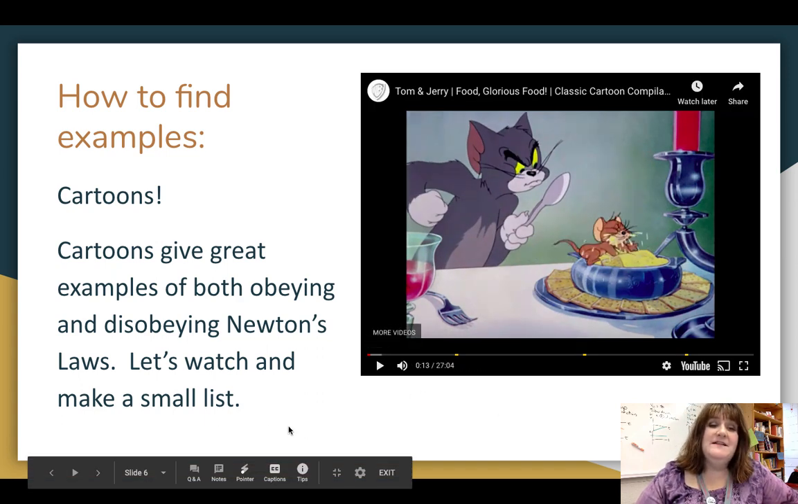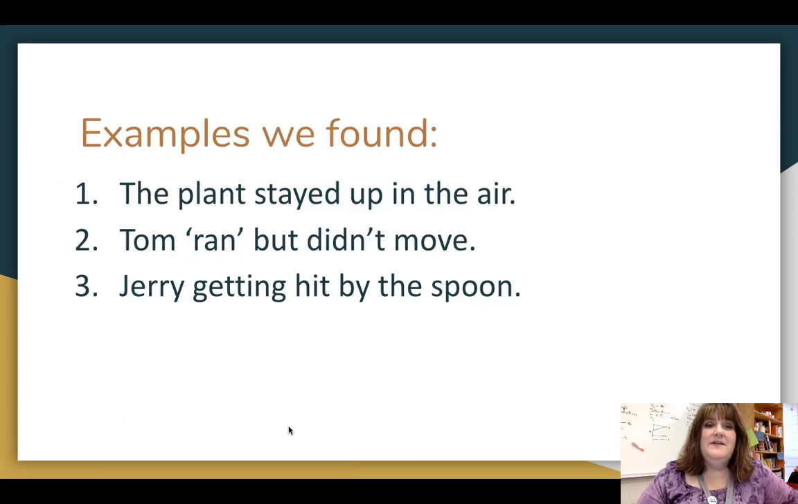Okay, so now let's look at a small list. There were 3 examples that I found. 1, the plant stayed up in the air. 2, Tom ran in the very beginning, but he didn't go anywhere. And 3, Jerry got hit with a spoon. Now, remember when you watch Tom and Jerry, that Tom and Jerry are supposed to simulate children. So think of Jerry as a 3 or 4-year-old and think of Tom as a 9 or 10-year-old.